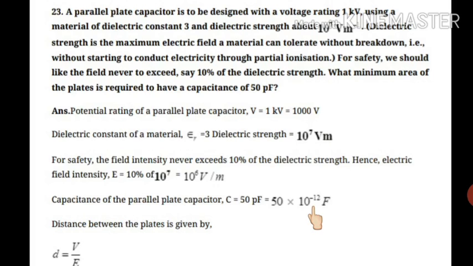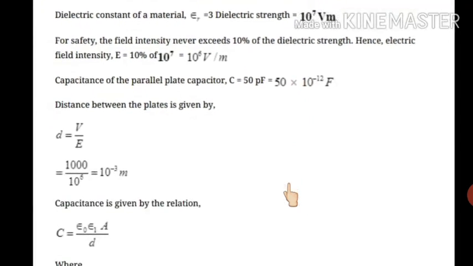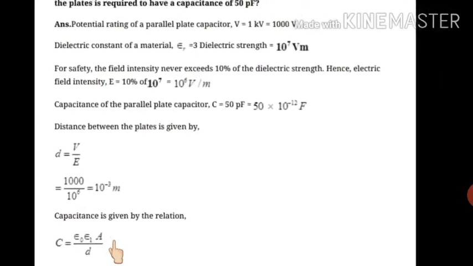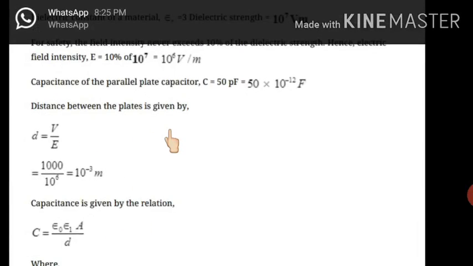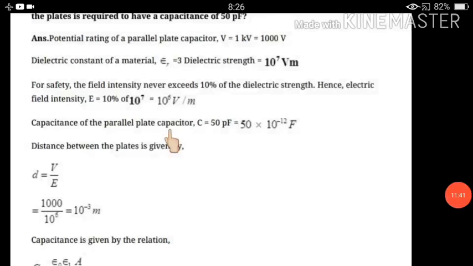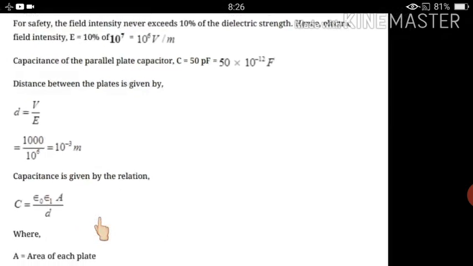Now we have to calculate what area. Now area we can easily calculate by this formula. C is equal to epsilon naught A upon D. Okay, but we don't have the value of D. So how can we calculate the distance between the plates? We know this thing, E is equal to V upon D. Electric field is negative gradient of potential. So D will be V upon E. What is the value of V? 1000. What is the value of E? 10 to the power 6. So when you calculate it, the value of D will be 10 to the power minus 3 meter.